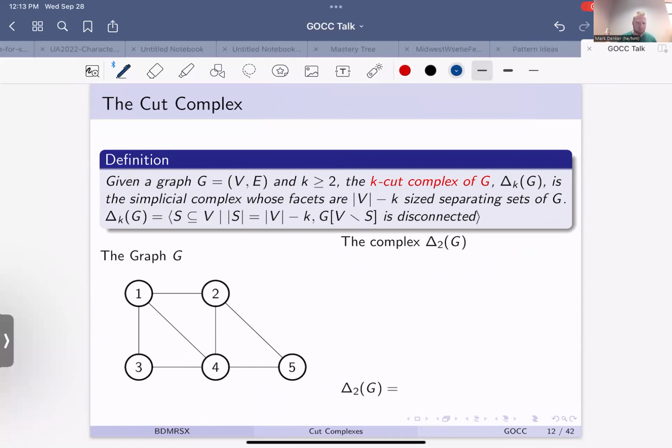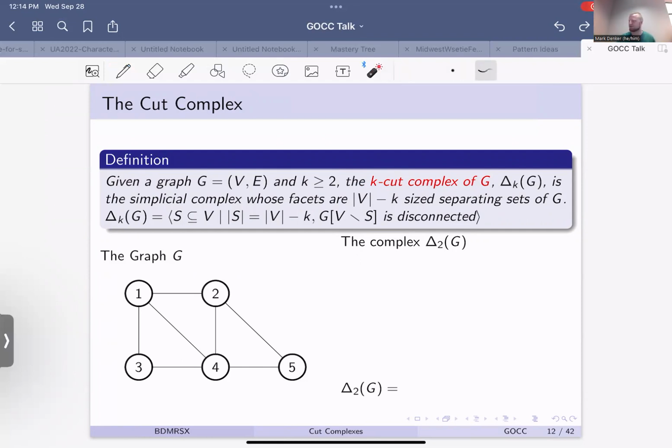And so this is a new simplicial complex that we are defining from a graph. If you have a graph, you can define the simplicial complex as the complex whose facets are size v minus k, so whose complement is size k, and their complements are disconnected sets of size k. So the other way of thinking about this is that the facets are cut sets of size v minus k, or facets are complements of disconnected sets of size k. I prefer the facets are complements of disconnected sets of size k, because then I don't have to reindex. But let's actually see how this is constructed.